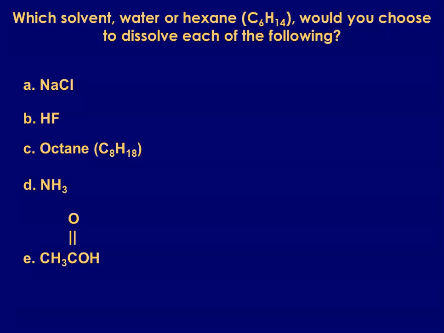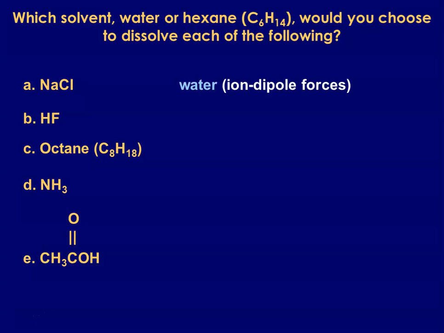So which of these solvents, water or hexane, would dissolve the following substances? Remember that water is very polar. It's got hydrogen bonding taking place, while hexane is very nonpolar. It's got a lot of London dispersion forces. So if we look at NaCl, NaCl is an ionic compound. It is a polar molecule. And so because of those electrostatic forces that are present, it's more likely to dissolve in water. It will stay dissolved in water due to the ion-dipole forces that will form between the ions of sodium and chloride with water molecules that are very polar.